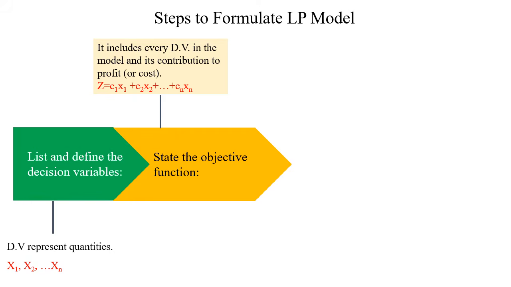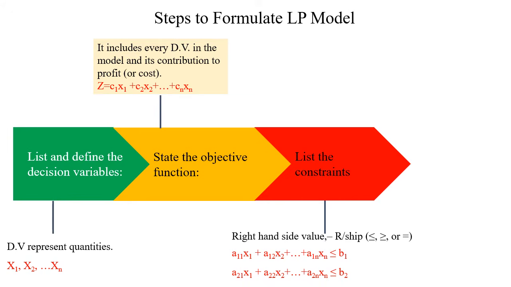It includes the decision variable in the model and its contribution to the profit or the cost. And the third step is list the constraints. The right-hand side constraints that are the limitations or the resources that we are going to achieve our objectives, represented by, from this equation, B1, B2, B3, and Bn.